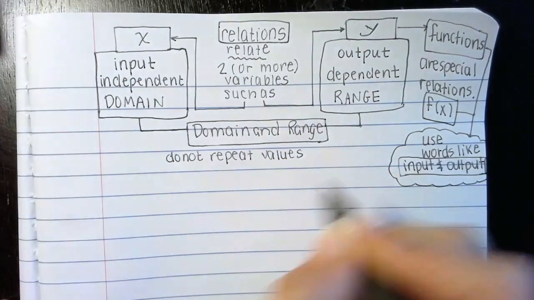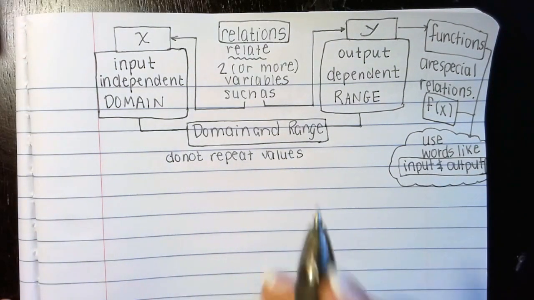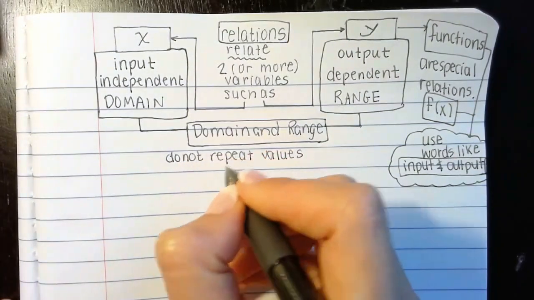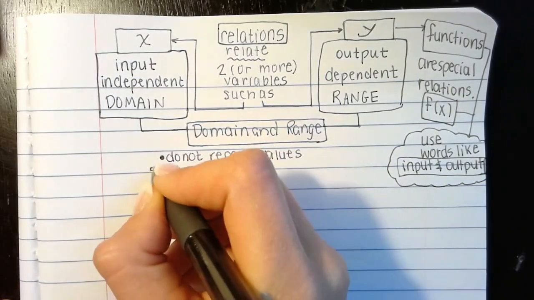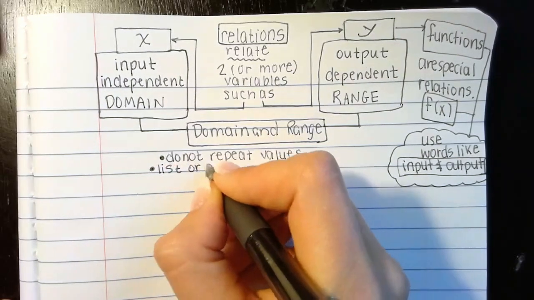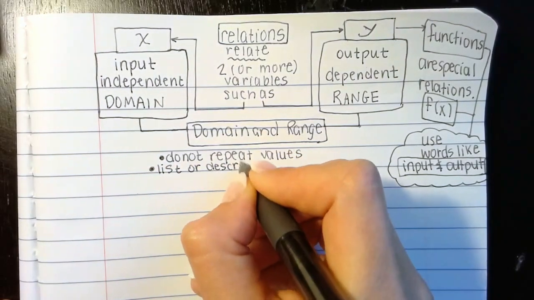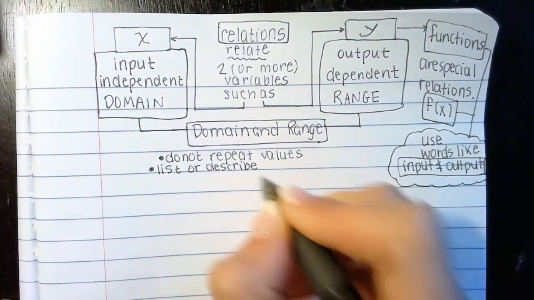If they're in the domain, if they're in the range, that's all there is to it. They're there and we're done. We don't list them more than once. Also, when we're dealing with domain and range, we list or describe, because not everything is going to be a list. Sometimes it's a different type of description.